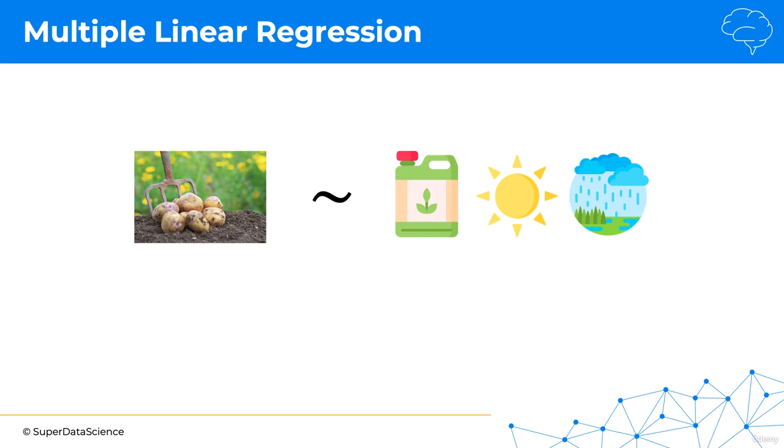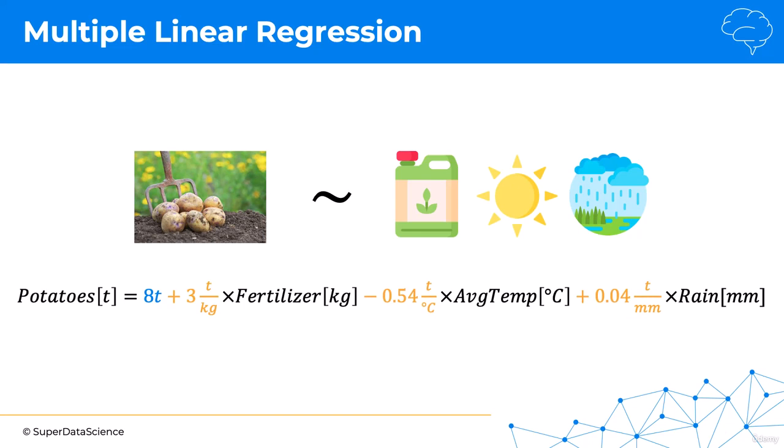So the equation for potatoes in this case would be, for example, 8 tons as the y-intercept, then 3 tons per kilogram as the coefficient for the fertilizer used. Then for average temperature in degrees Celsius, we might have a negative 0.54 tons per degree Celsius. And what that means is that the higher the temperature, the fewer potatoes will be yielded. And then for the rainfall, it might be 0.04 tons per millimeter.